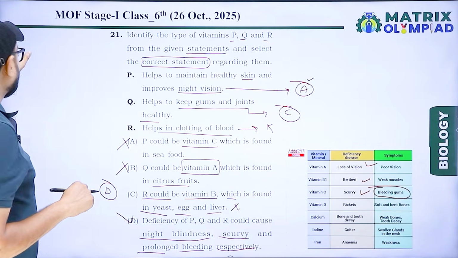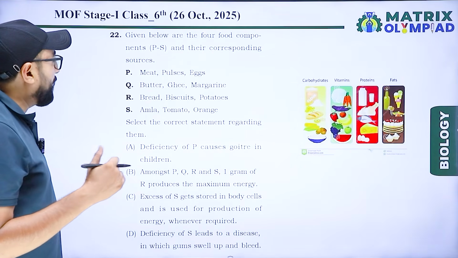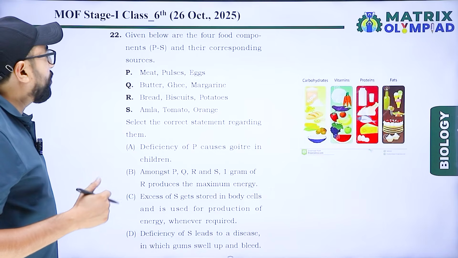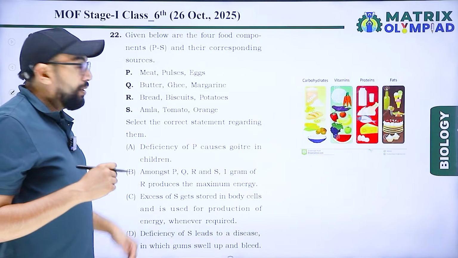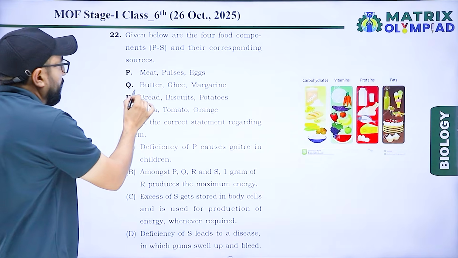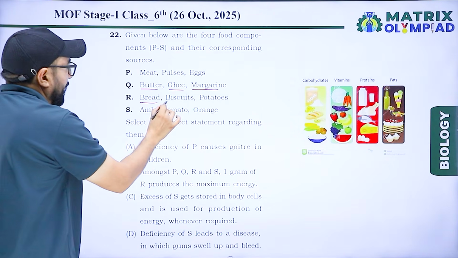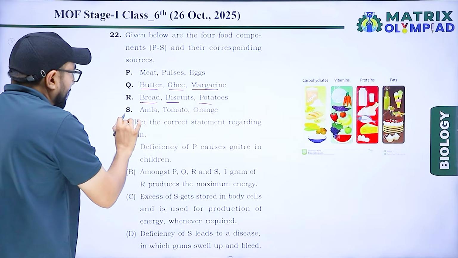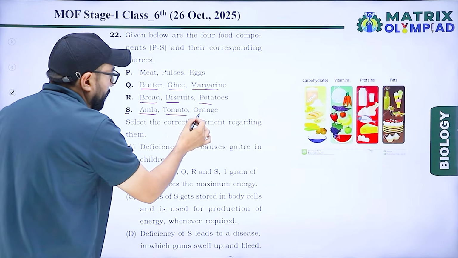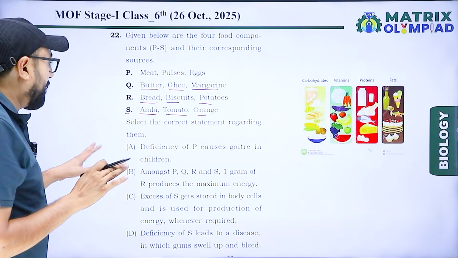Next, given below are the four food components PQRS and their corresponding sources. P: meat, pulses and egg. Q: butter, ghee and margarine. R: bread, biscuit and potato. S: amla, tomato and orange. Select the correct statement regarding them.